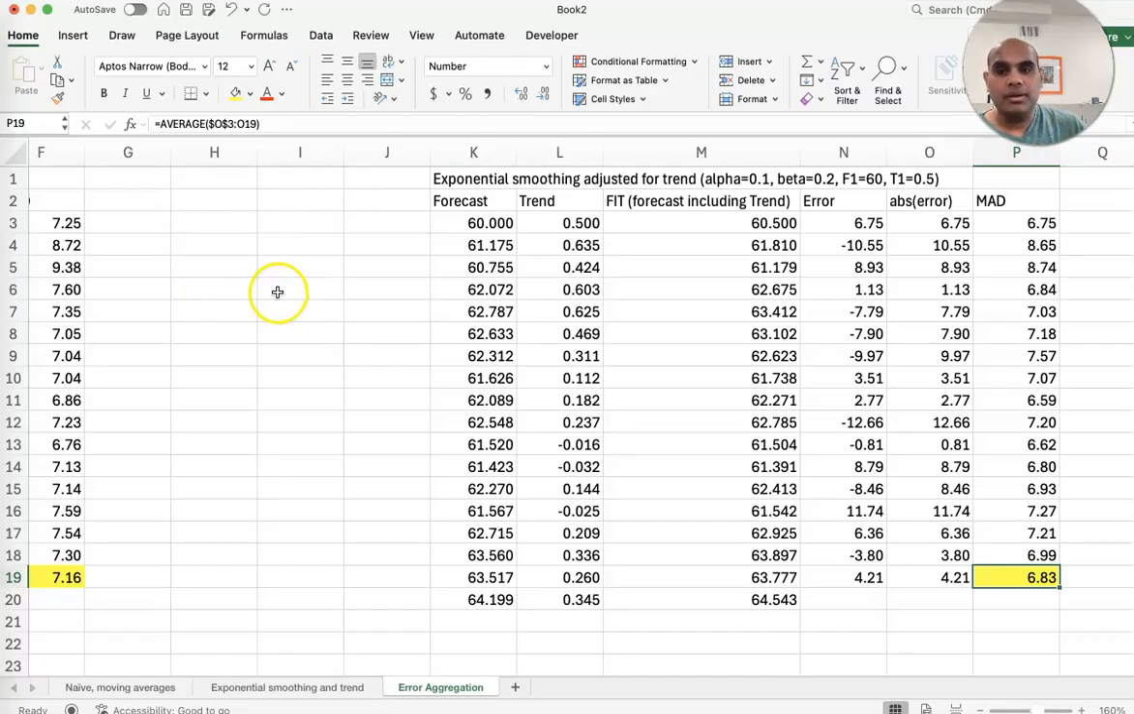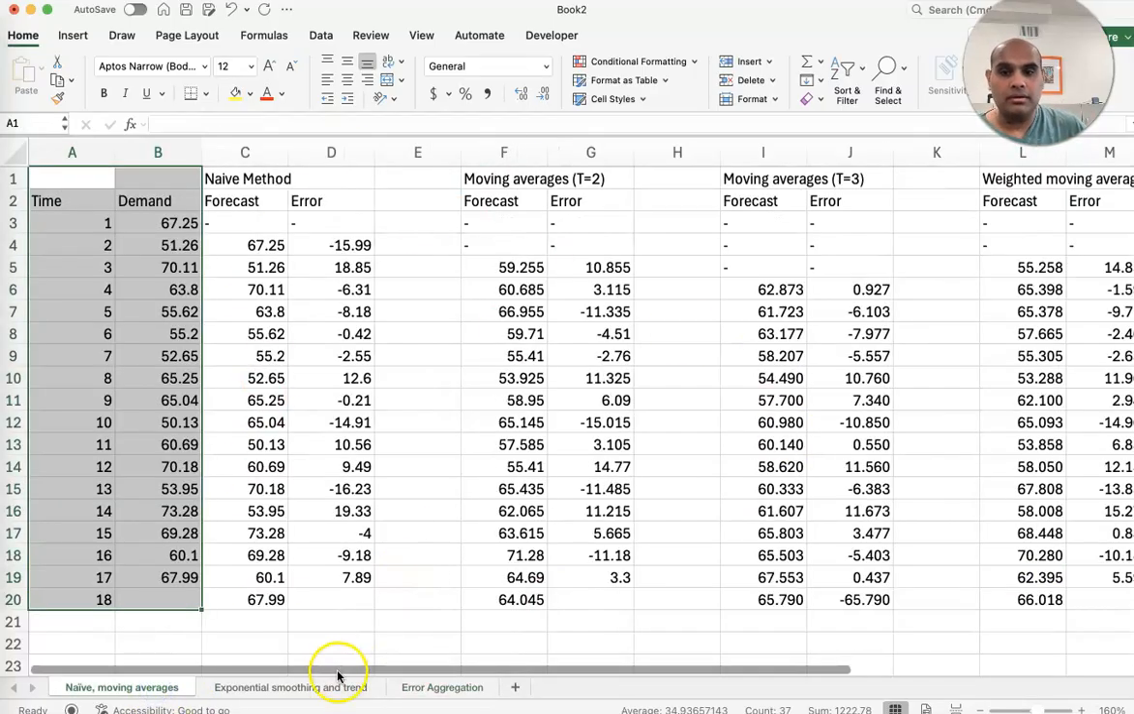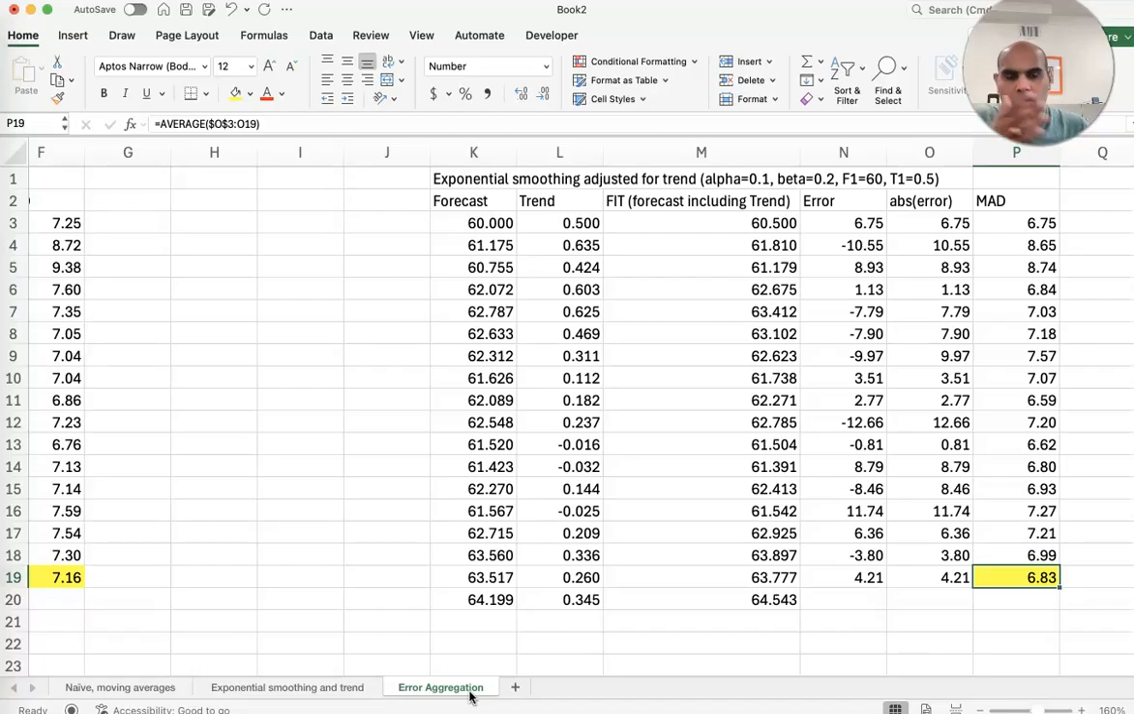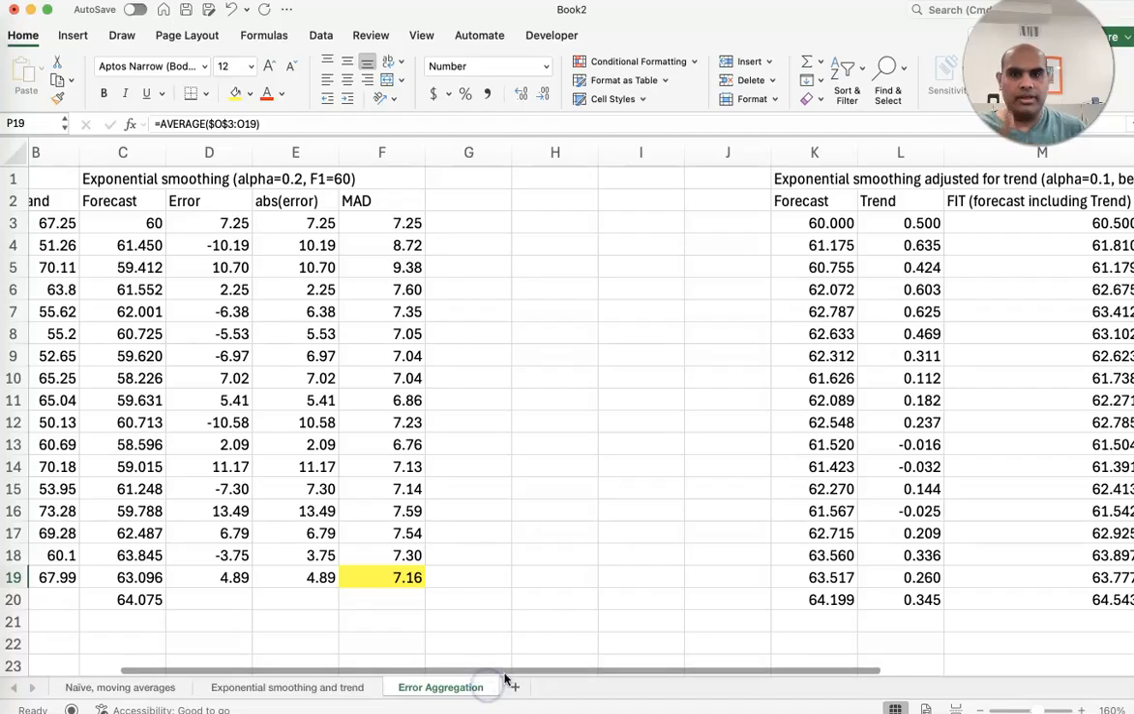Now, we haven't compared these methods with any of the other, say, naive methods or moving averages or anything like that. You should be able to do all of that. For all of the methods, you should be able to calculate the MAD, right? So that's the MAD. That's one error aggregate.